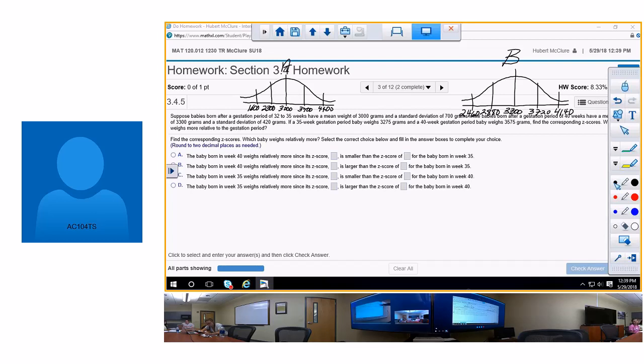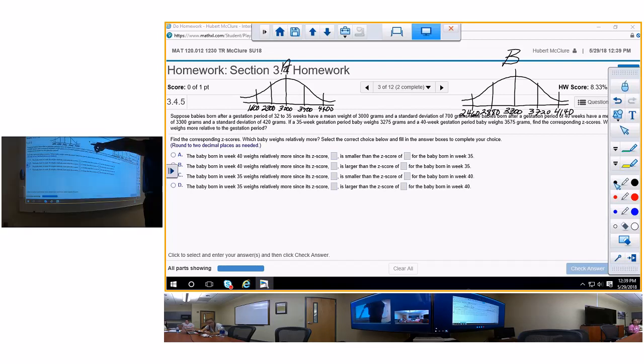Well, you see it right here. It goes, if a 35-week gestation period baby, if a 35-week baby weighs 3,275. So I'm going to take my red dot, 3,275. Right in there. And a 40-week weighs 3,575. 3,575. Find the corresponding z-values. What can you tell me about the two babies?